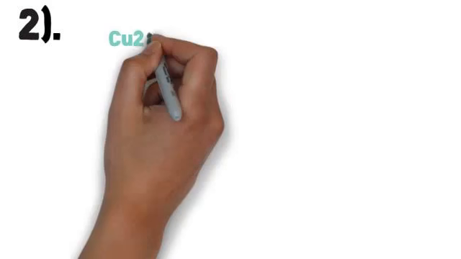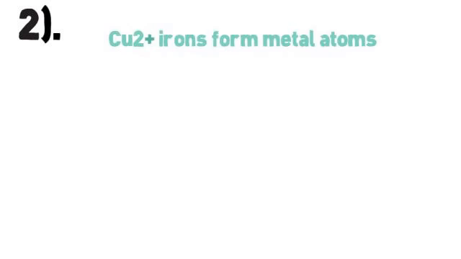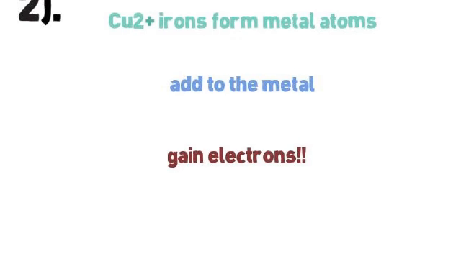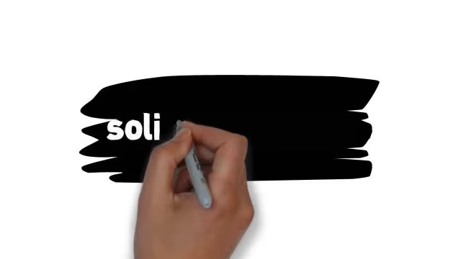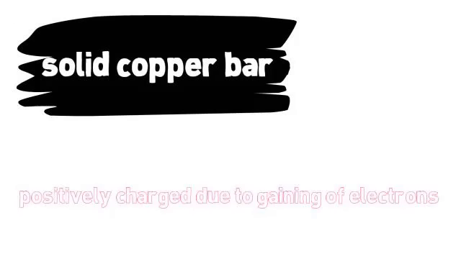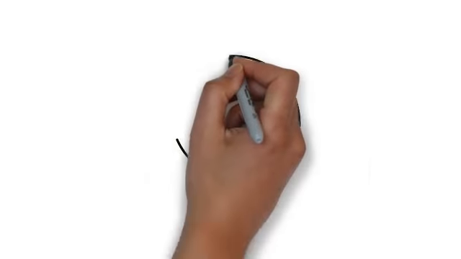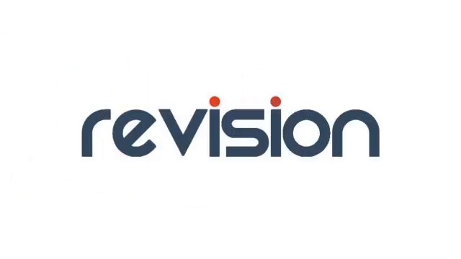Number two. Cu2+ ions in the solution will form metal atoms, which add to the metal and gain electrons. This results in the solid copper bar becoming positively charged due to the gaining of the electrons. The above is key to understanding how batteries work and how we can utilize metals and solutions to develop an electronic charge.